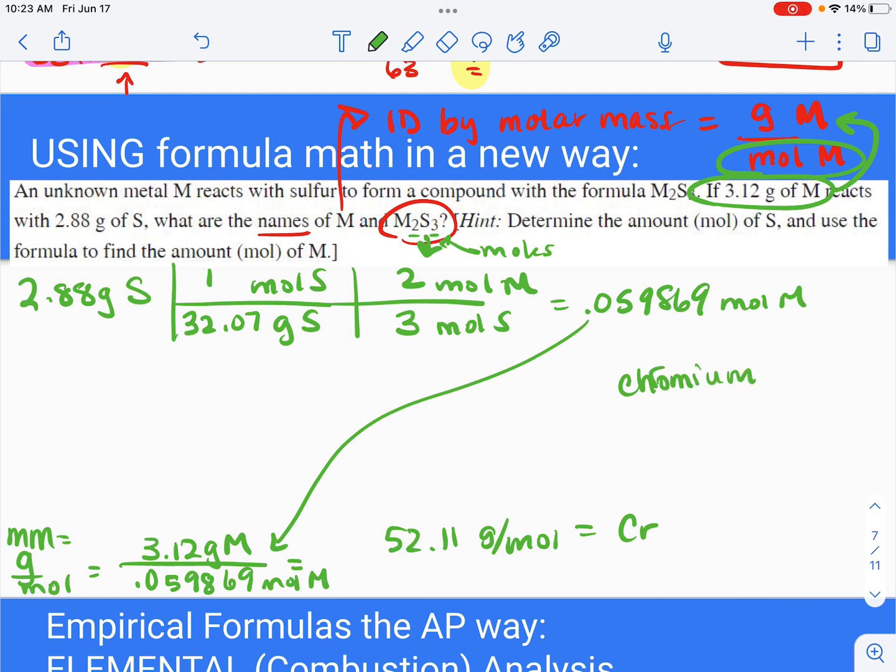And the compound would be Cr2S3. Oops, let's review your naming. Chromium sulfide, but chromium needs a Roman numeral. And so sulfur would be 2 minus. That's a total of -6. And this has to be +6 divided by 2, so +3 for each one. So chromium(III) sulfide. So this is a new way to use formula math, using the formula and the subscripts in the formula as a way to convert between moles of each substance in there. These tricks, these problem-solving things are going to be helpful for you as you keep going.